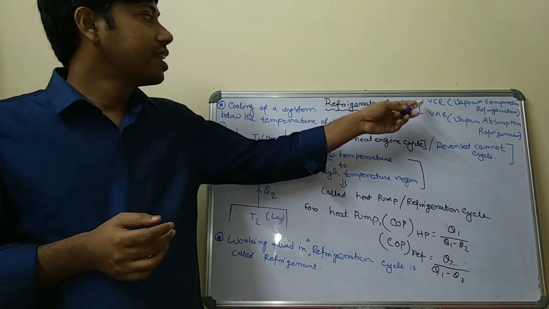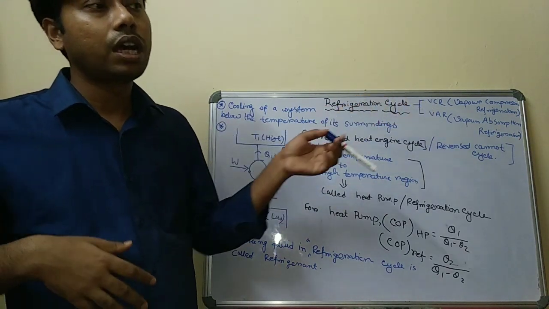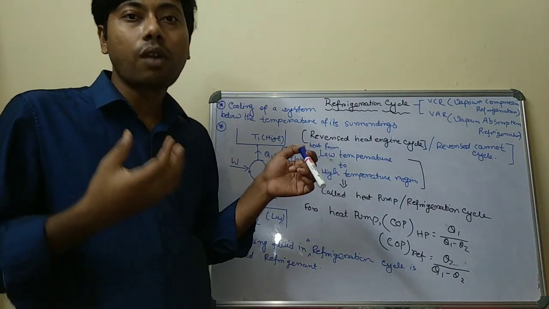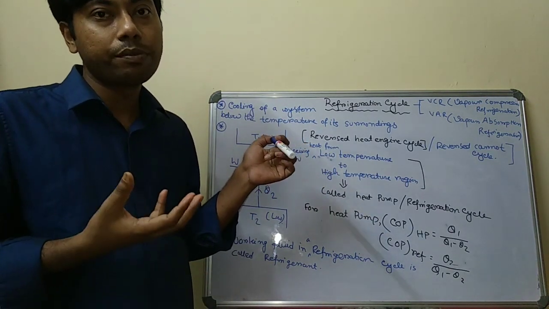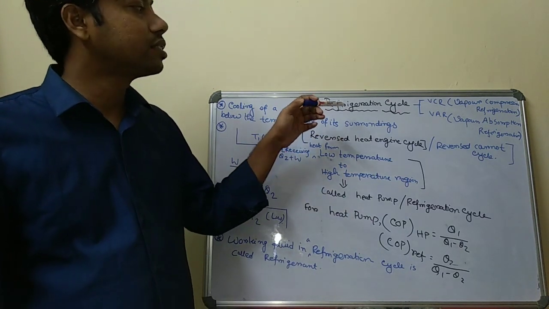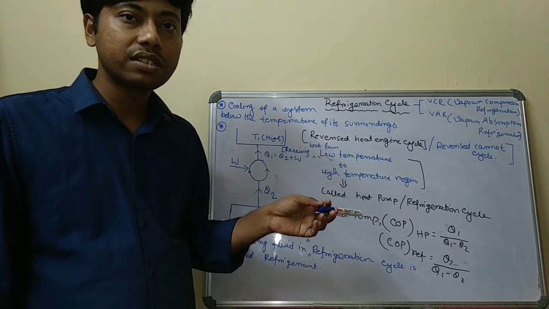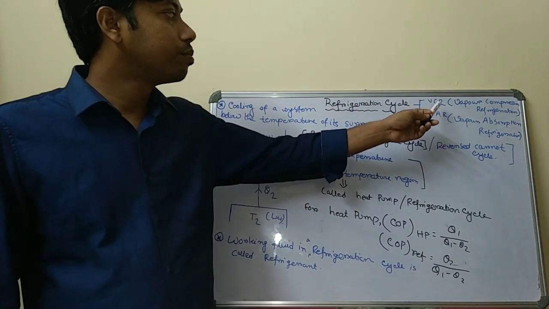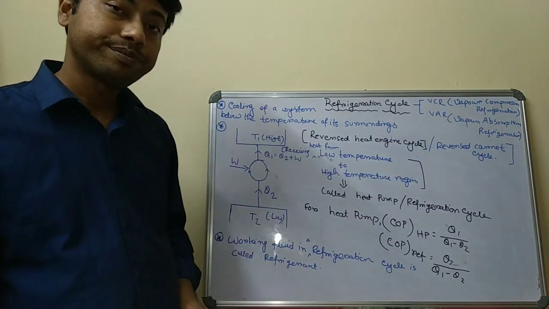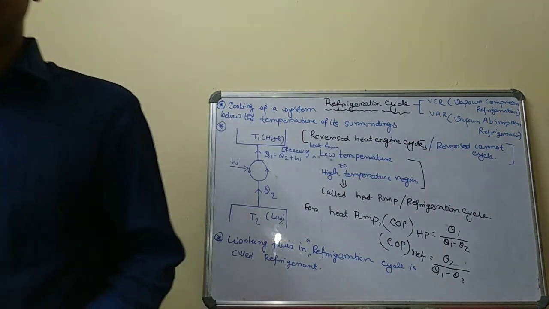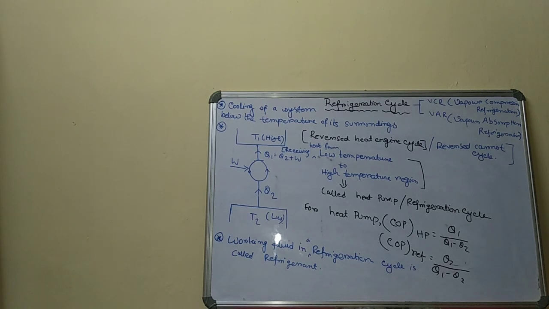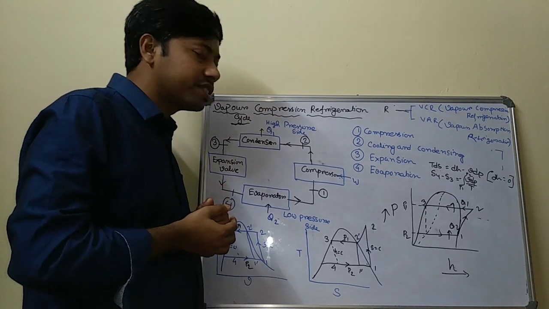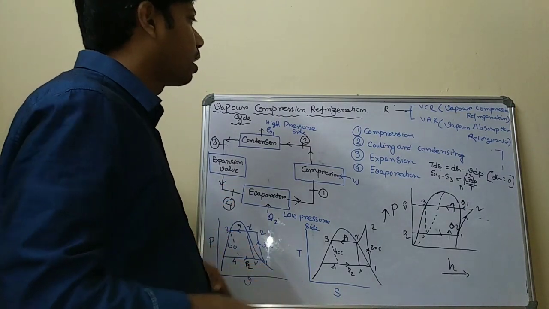Now, refrigeration cycles can be of two types, depending on the conditions, whether the refrigerant is absorbed or compressed. One is the vapor compression refrigeration cycle, the other is VAR, the vapor absorption refrigeration cycle. So VCR and VAR.